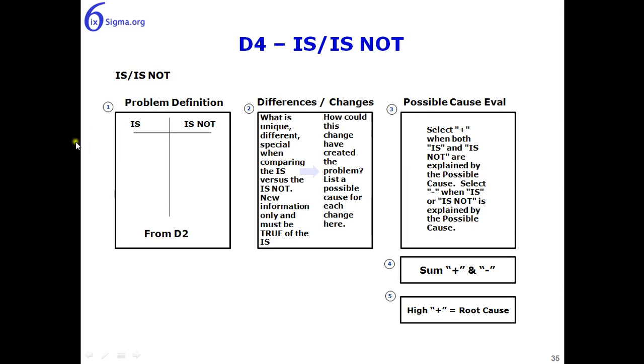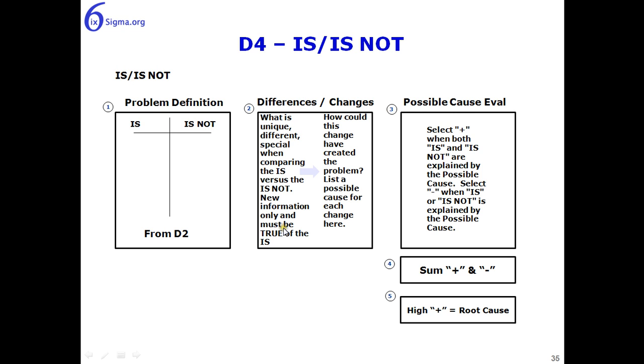The first one is complete. We did that up in D2, the problem definition. And we pick it up at step 2. What we're going to look for is differences and changes between is and is not by asking the question, what is unique or different or special when we compare the is and the is not? And we're trying to identify or list new information only, and that new information must be true of the is part of the answer given over here in D2.